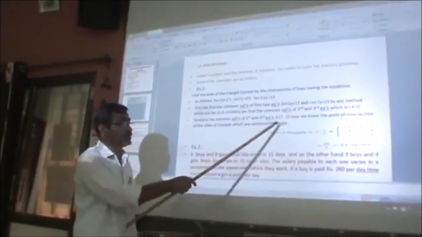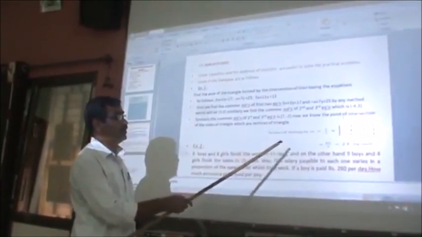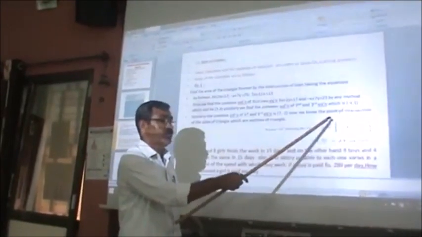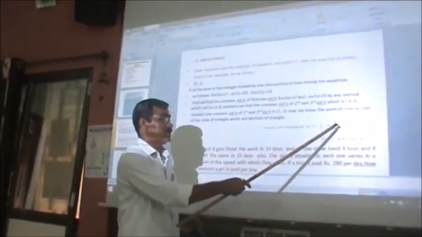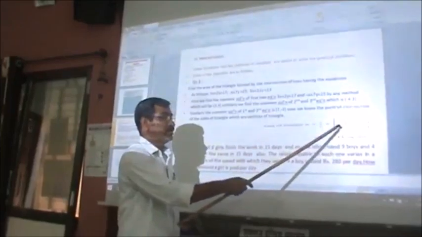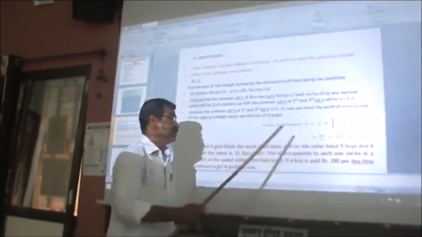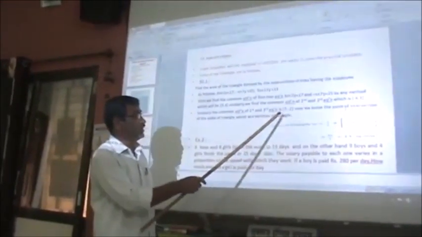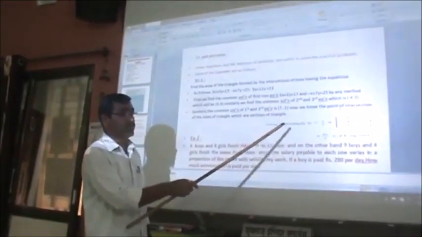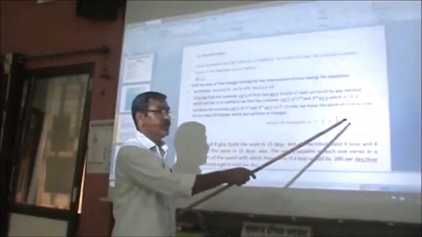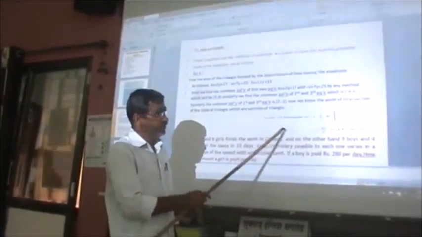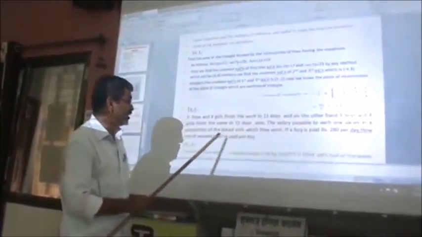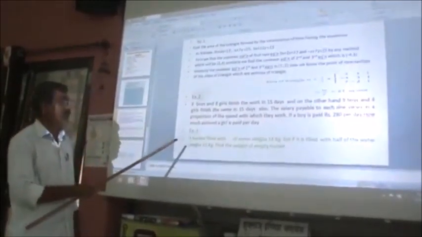And when we know the vertices of the triangle, then formula for finding the area of the triangle is 1 by 2 in determinant. First row x1 y1 1, second row x2 y2 1, and third row x3 y3 1. Here first point we will consider as x1 y1, second point x2 y2, and third point is x3 y3. Putting these values in this determinant and finding the value of determinant, we get area of the triangle, which will be 23 square unit. Similarly, another examples are given for the application.